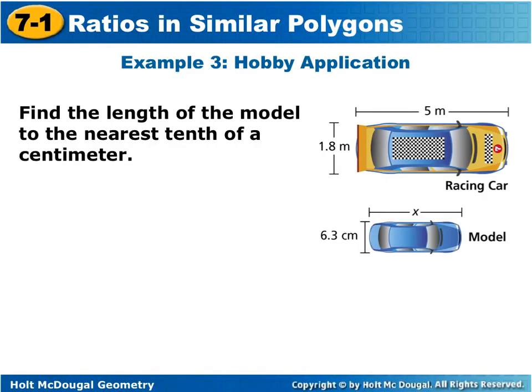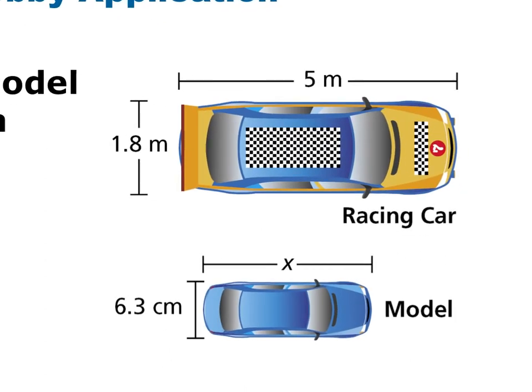The first thing we need to do, since the question's asking for centimeters, we need to change all of our units to centimeters. So how many centimeters are in a meter? 100. So if we have a car that's 5 meters long, how many centimeters would that be? 500. And our car is 1.8 meters wide, so how many centimeters wide would it be? 180 centimeters.